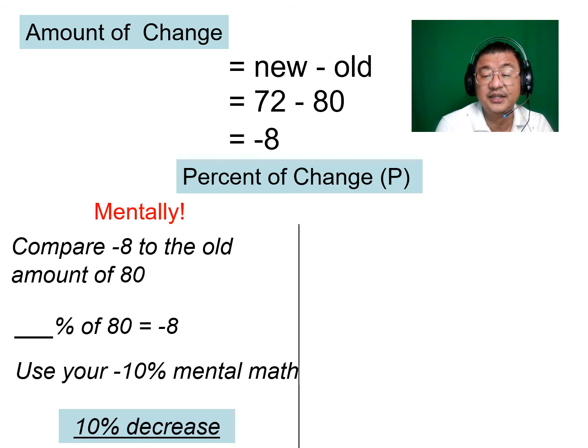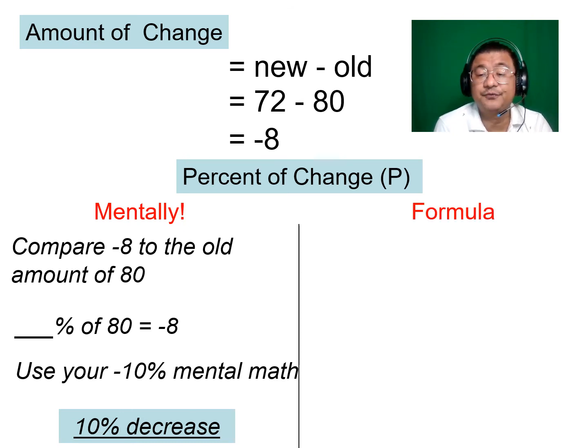Or you could say negative 10% increase. A negative means going down. So either or, you could use or. If you choose to ignore the negative, you could just say 10% decrease because that word decrease means negative.